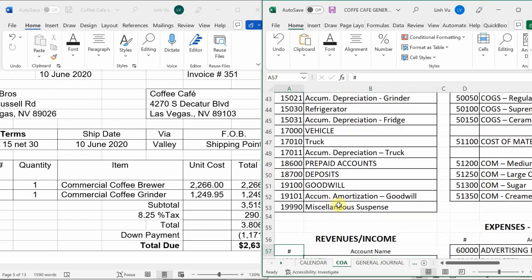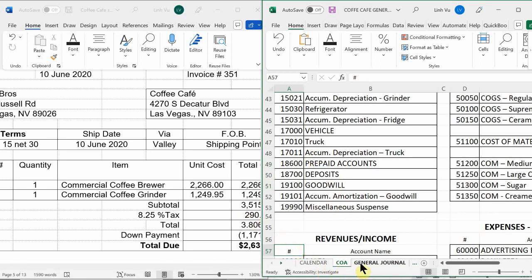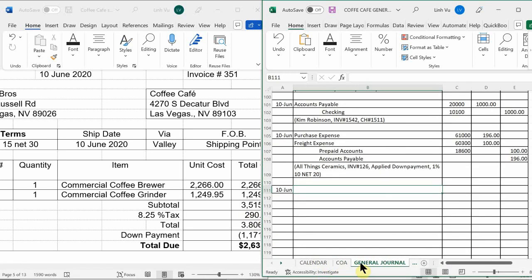Okay. Right now, miscellaneous suspense is $19,990. So that's what I'm going to do because right now, like I mentioned, my coffee brewer and coffee grinder are not ready for service yet. They don't have their full cost attached to them. So in this case, that's exactly what I'm going to do here. Miscellaneous suspense, coded to 19,990.